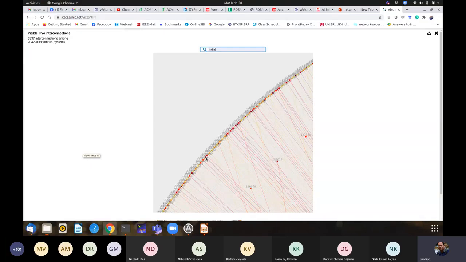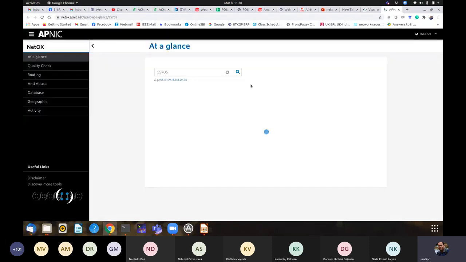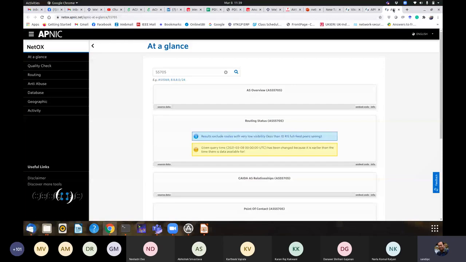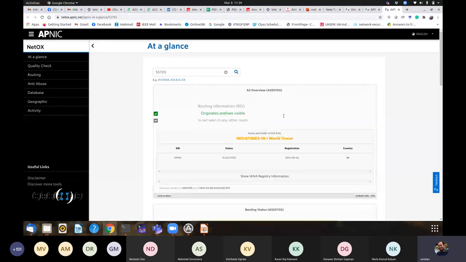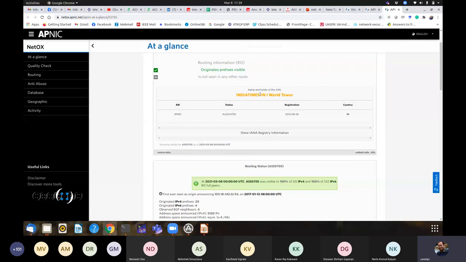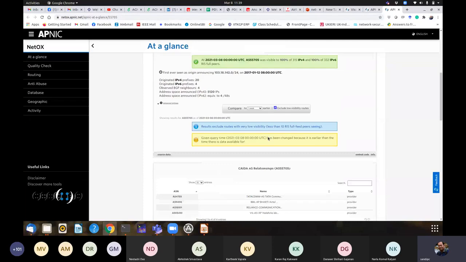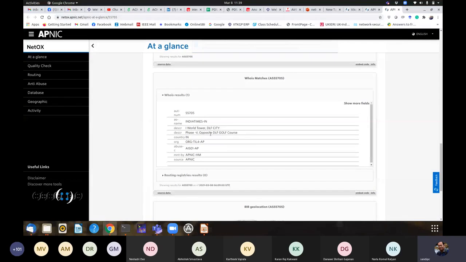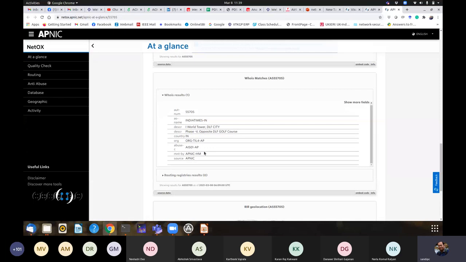Let it get loaded. Click somewhere. Yeah, so it shows that it is something like India Times Wall Tower at DLF City. So you can actually get the details and how this particular autonomous system is connected, and then what the different autonomous systems are with which it is connected. All these different data you can find out from this particular site.